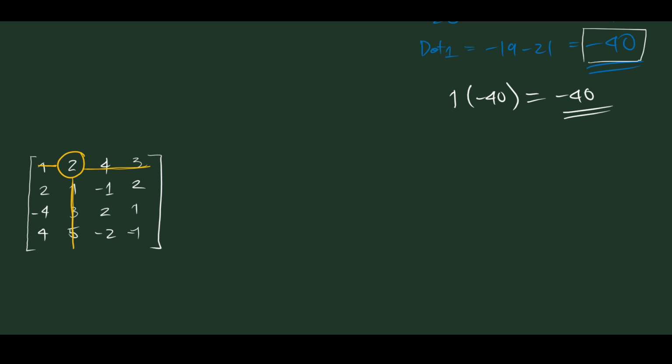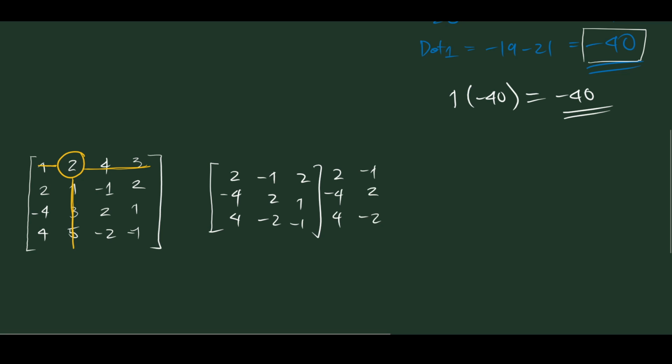We now focus on the number 2. The 3 by 3 matrix that we have to find the determinant for is 2, negative 4, and 4, negative 1, 2, negative 2, and 2, 1, negative 1. Again, we will copy the first two columns, 2, negative 4, 4, and negative 1, 2, negative 2. Let's do the same thing.